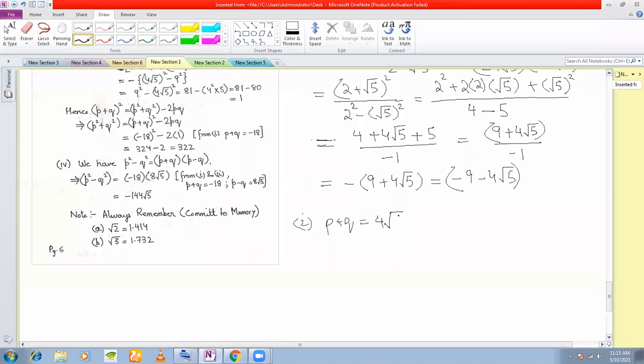4 root 5 minus 9. Okay. And the value of Q we have got after rationalizing the denominator is this. So put it: minus 9 minus 4 root 5. And now we can simplify.